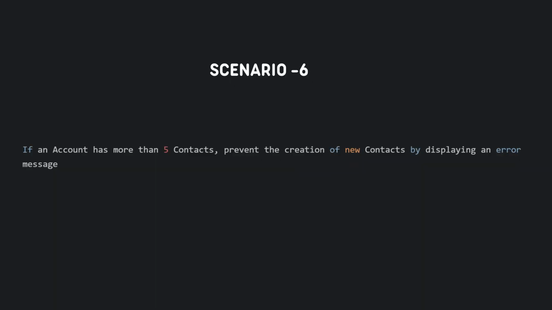Scenario 6. If an account has more than 5 contacts, prevent the creation of new contacts by displaying an error message. You can pause the video and guess on what object we need to create a trigger on. If you guessed it as contact, you're right. Whenever we try to insert a contact, check if the contact has an account ID linked. If yes, check the length of contacts linked to that account, and if the contact length exceeds 5, in that case, throw a validation.